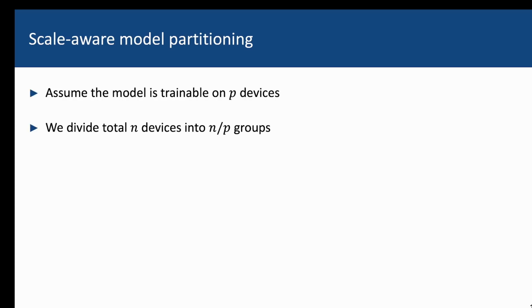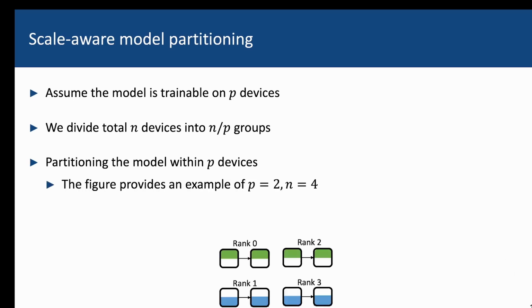Next, we describe the scale-aware model partitioning. Assume the model is trainable on P devices. For a cluster with N devices, we divide them into N divided by P groups so that each group holds a complete replica of the model states. In other words, we partition the model states within every P devices. The figure here shows an example of P equals 2 and N equals 4.